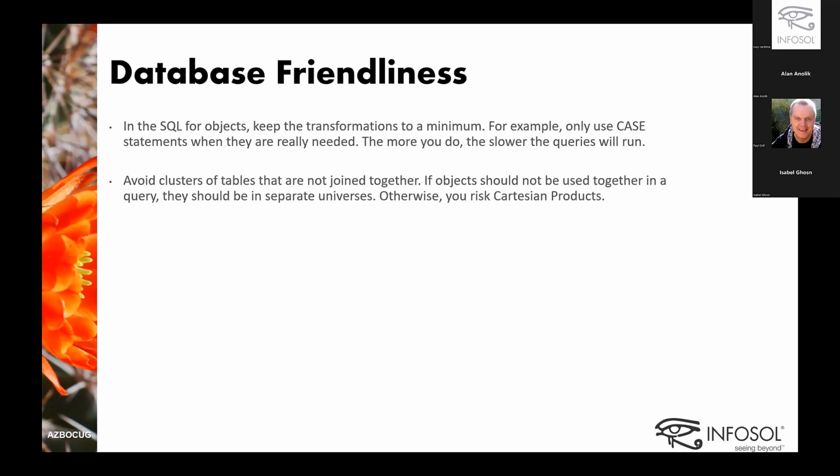And the other thing, which we talked about a little in a previous slide, is that you want to avoid clusters of tables that are not joined together. If you have objects in your universe that are not used together, then they probably belong in separate universes. And if you have a lot of unjoined tables in your universe, then you risk more Cartesian products.